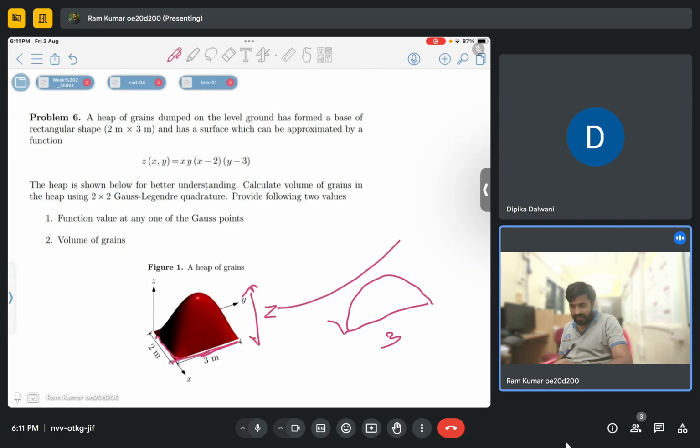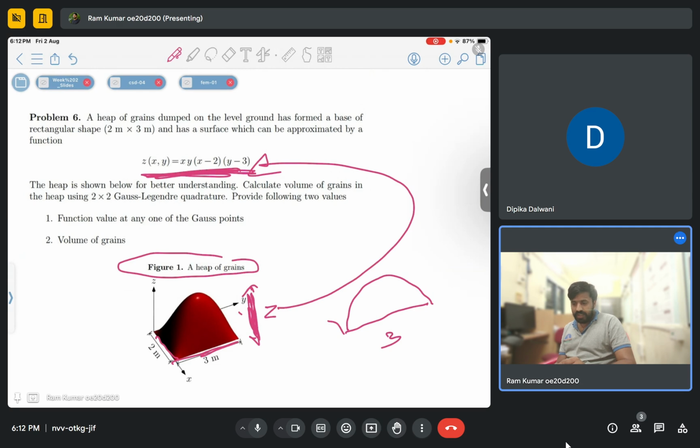This Z is given by this function: Z equal to x y (x minus 2)(y minus 3). So this is the variation of height given by this Z. Now the heap is shown in figure 1. Then calculate the volume of grains in the heap using the 2 cross 2 Gauss-Legendre rule, providing two values. First, the function value at any one of the Gauss points, and second, the volume of grains. Just try, then I will explain what you are thinking.